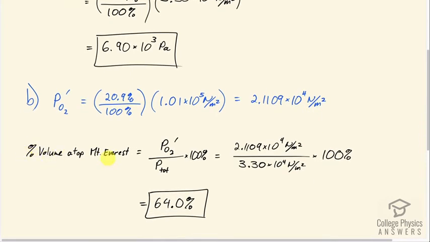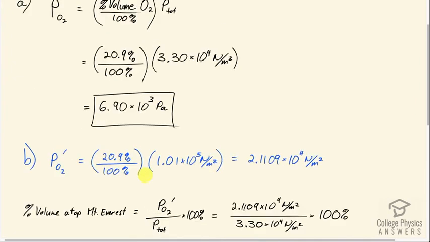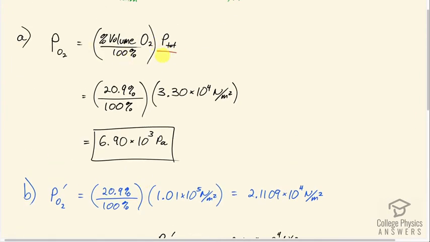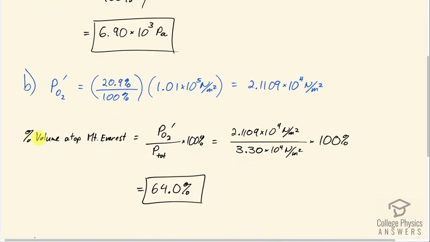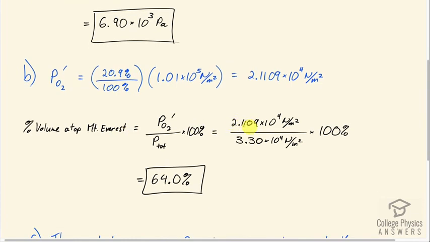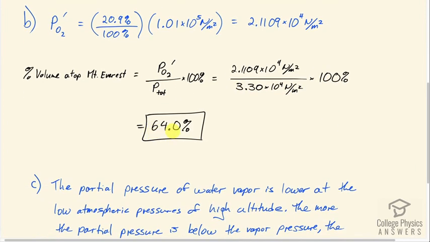So the percent volume on top of Mount Everest is going to be, we divide this by P total and this by P total, and then multiply it by 100%, and we end up with the percent volume of oxygen. And so that's what we have here. So we have 2.1109 times 10 to the 4 newtons per square meter, the partial pressure at sea level of oxygen, divided by 3.3 times 10 to the 4 newtons per square meter, the total pressure on top of Mount Everest, times 100%, which gives us 64.0%.